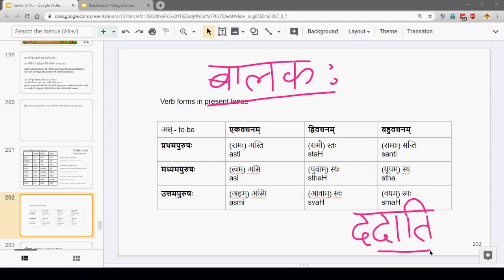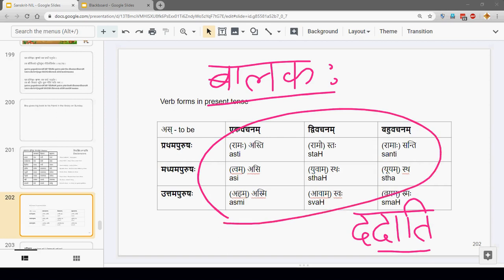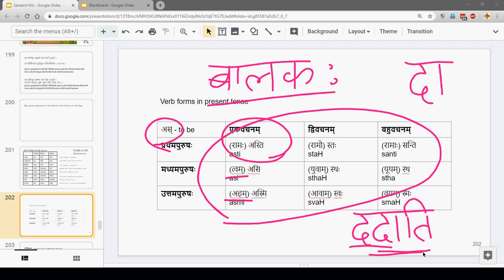So if you have the table of the kriyapadam or the verb, and the table will show all these nine forms, then you will have to pick which form to use. Because Balaka is not I, is not you, but somebody else, you will have to pick this form. Okay? And this is for a different root, a different verb. But if you look at the table for the root word da, da is the root for the verb dadati.